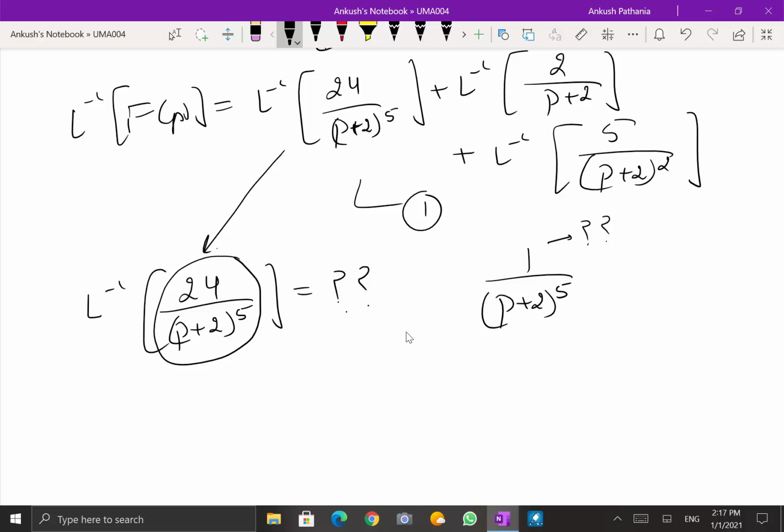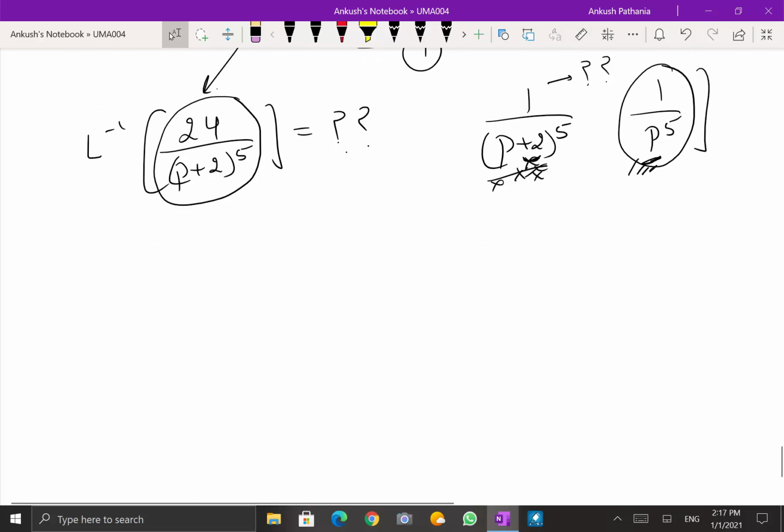However, if I take out this plus 2 from here, I will be left with 1 upon p raised to power 5, and I know whose Laplace transform this is. I know this is related to the Laplace transform of x raised to power 4. So then, using the first shifting property, I can reach up to here. This is how we identify where to use the inverse of the first shifting property. If I remove plus 2, I get this F(p), which correlates with x raised to power 4, and hence in this way I can use the first shifting property.